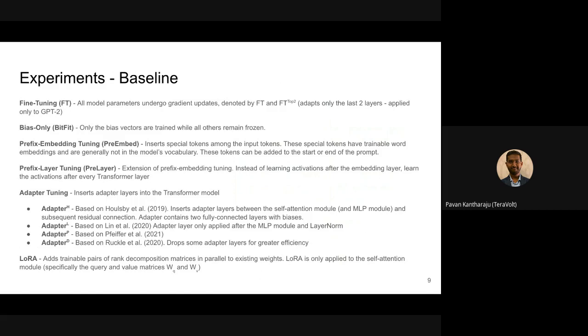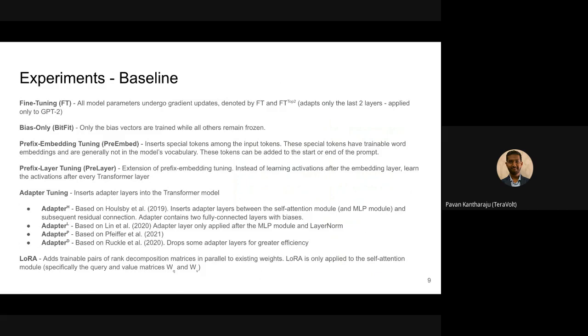prefix embedding tuning only really does that at the embedding layer of a model. They also looked at if they were to do that for every layer in your transformer model. So they have that as an additional baseline. And then finally, they have the adapter tuning, and there's a bunch of different variations on the adapters. The 4 adapters here are based on prior papers, and I won't go into them in too much detail, but essentially there are 4 different adapters they look at. And then finally, they have LoRA.